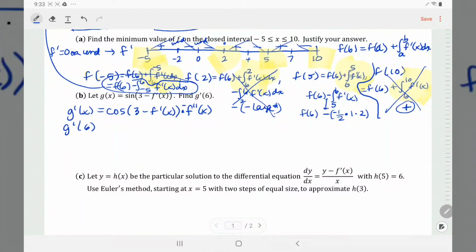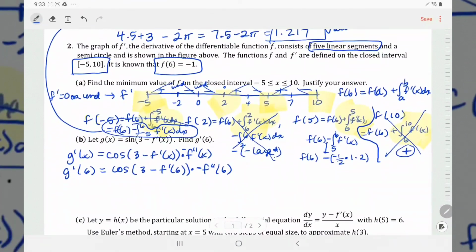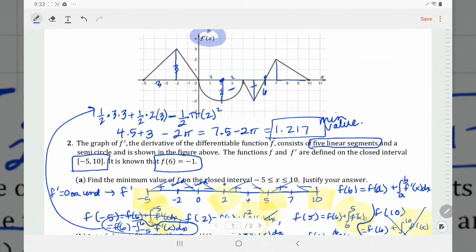Now f prime of 6, that's the f prime graph, so f prime of 6 is actually the y value. And this is the slope of f prime. So hopefully that's a line. So at 6 right here, the y value is 0, and the slope is rise 2, run 1. So this is rise 2, run 1, and this I said was 0.